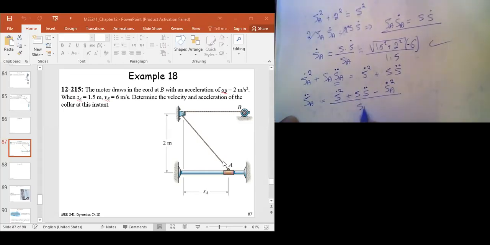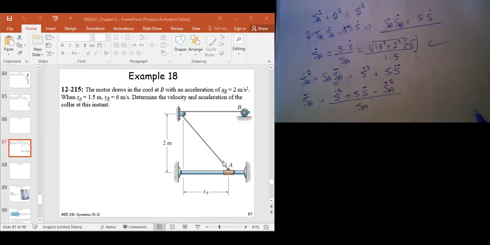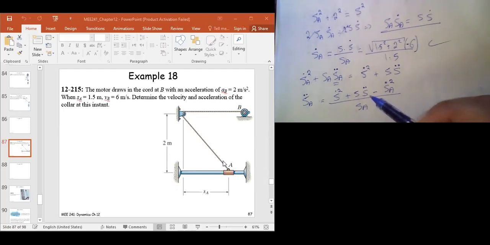The whole thing is divided by SA. Will the acceleration come out positive, Dr. Maher? Well, we have to kind of calculate that and then see what happens.